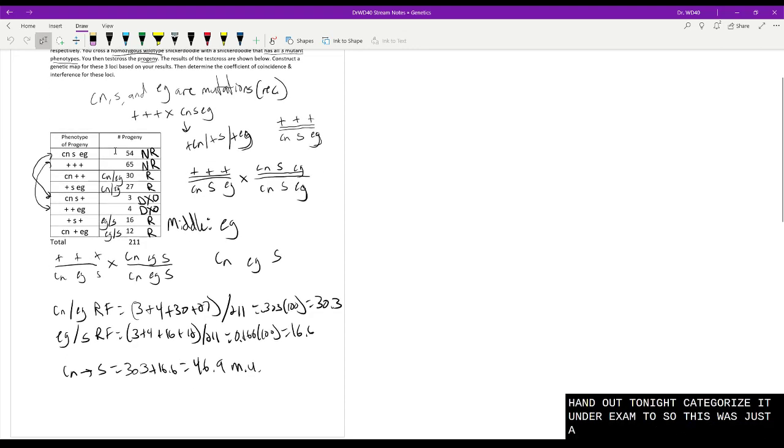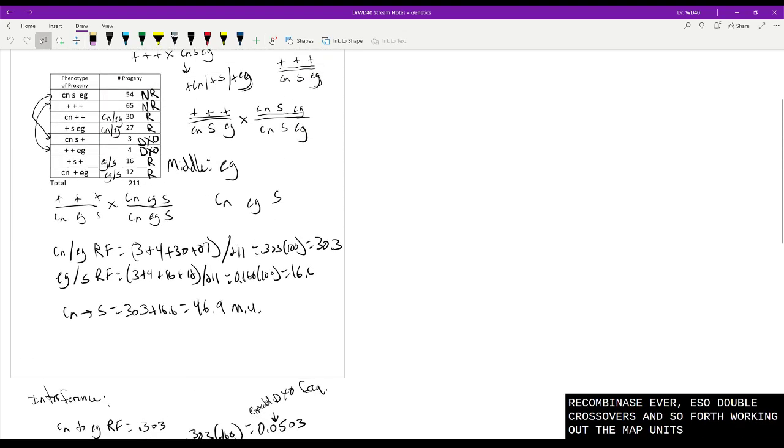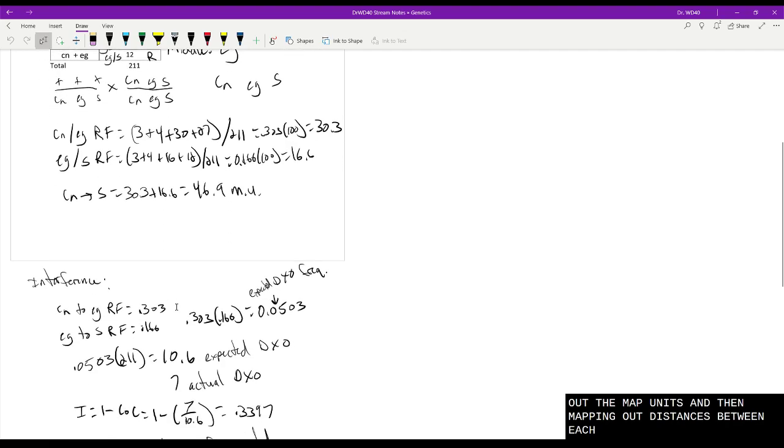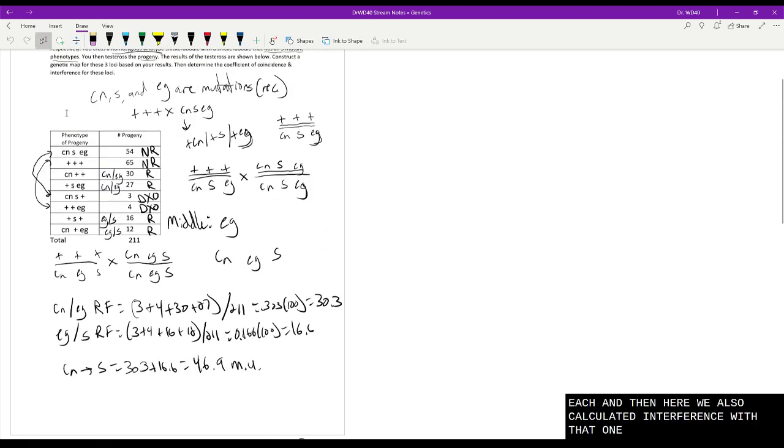So this was just another three-point test cross here, and figuring out the non-recombinants, the recombinants, the double crossovers, and so forth, working out the map units, and then mapping out the distances between each. And then here we also calculated interference with that one.